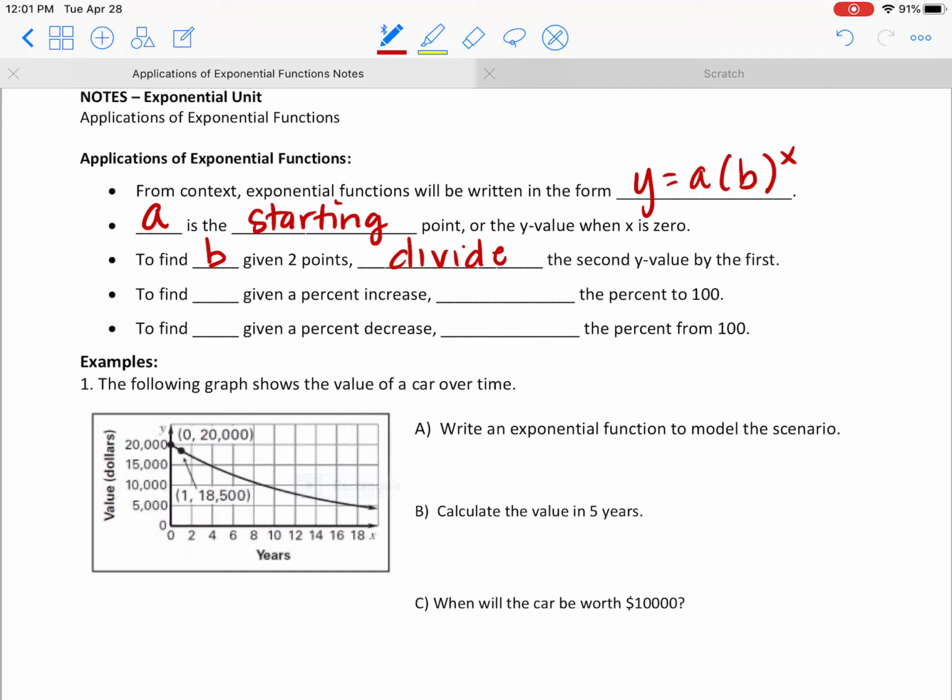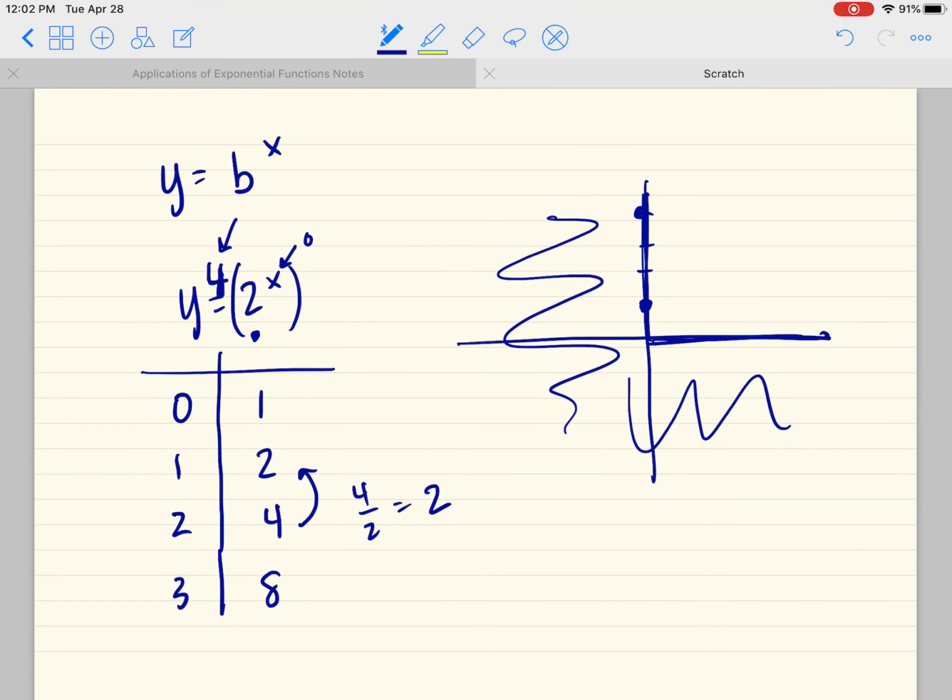So the rate of 2 here is like the rate of 2 here, and we would divide to work backwards if we had to. So if you're trying to figure out b and you're given 2 points, you take the second y value and you divide it by the first y value. So if you divide, you can figure out what that growth factor is, and that's if you can't see it, okay? Now sometimes you're given a percent increase or a percent decrease. So if you think about your growth factor, remember we said the base couldn't be 1.